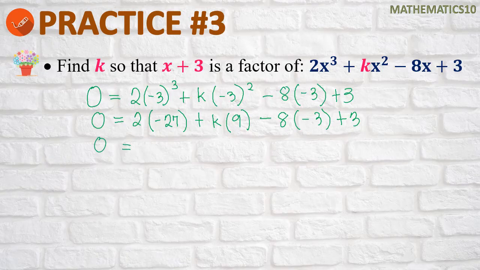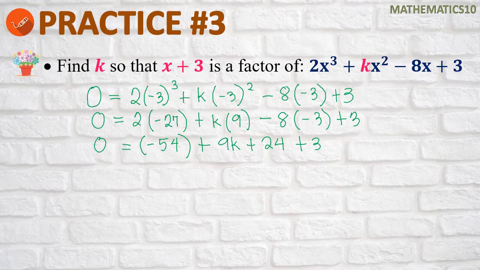So next is, since we're done with evaluating the ones with the higher exponents, let's proceed with the multiplication operation. So let's multiply those terms which we need to multiply. So 2 times negative 27, negative 54, plus k times 9, it's 9k. And negative 8 times negative 3, we will have positive 24, and plus 3.